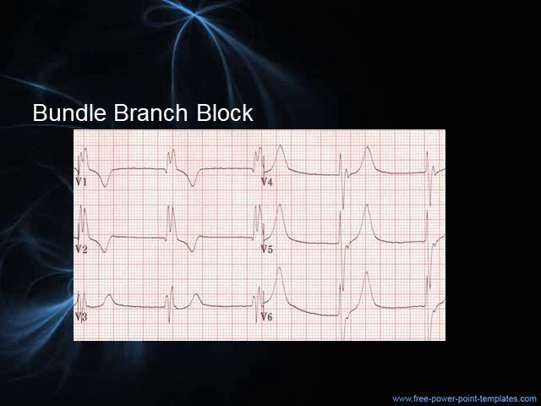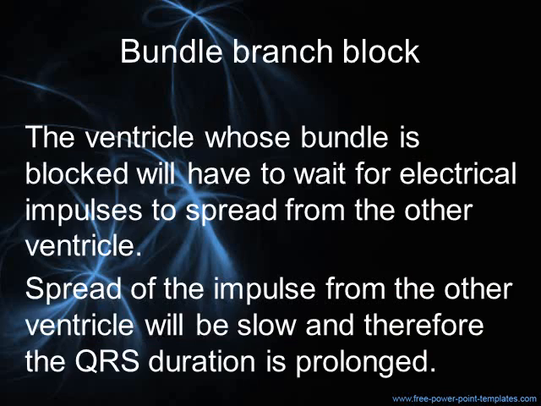Bundle branch block: the ventricle whose bundle is blocked will have to wait for electrical impulses to spread from the other ventricle. The spread of the impulse from the other ventricle will be slow, so the QRS duration is prolonged in bundle branch block.